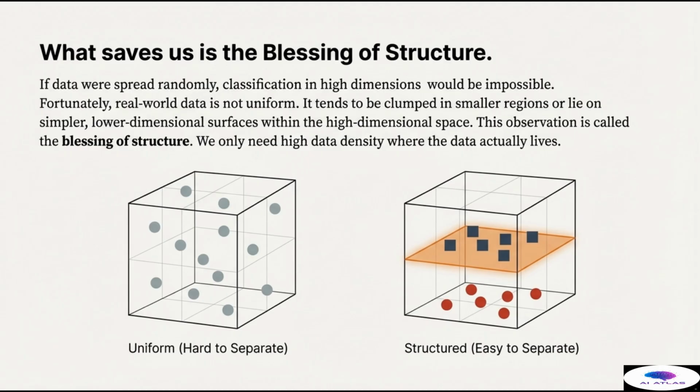Look at the two cubes. The uniform cube shows randomly distributed data, hard to separate. The structured cube shows data clustered around a simpler, two-dimensional plane, the orange slice. This means that even if the space has 100 dimensions, the data itself might only occupy an effective dimensionality of 5 or 6. This blessing means we don't need high data density across the entire voluminous space. We only need high density where the data actually resides, allowing our classifiers to find meaningful boundaries even in vast dimensions.